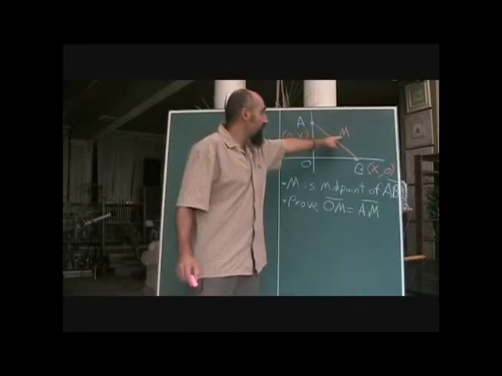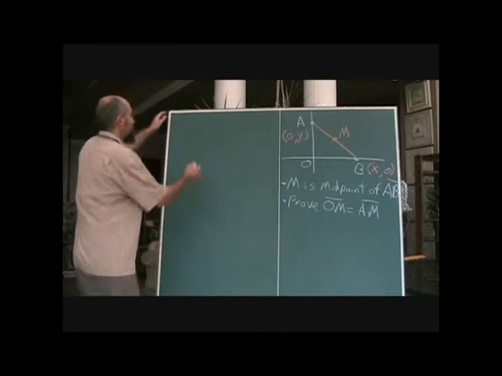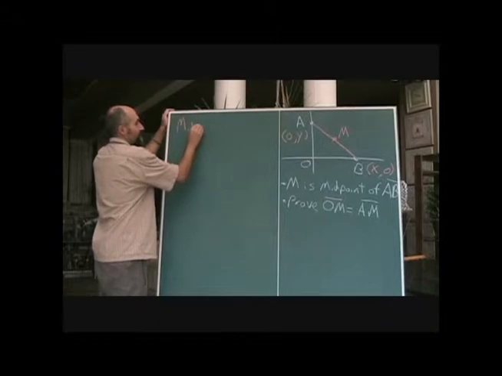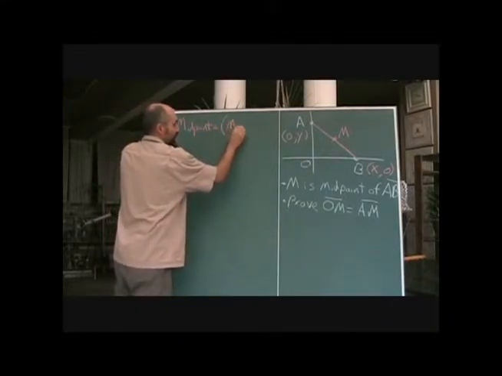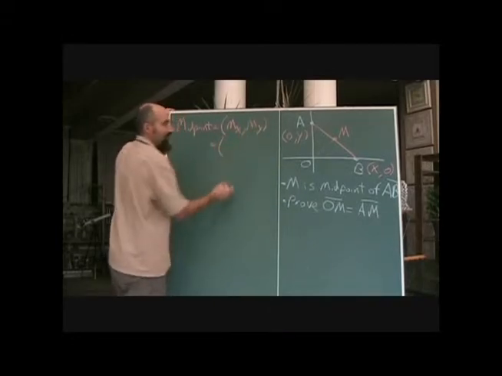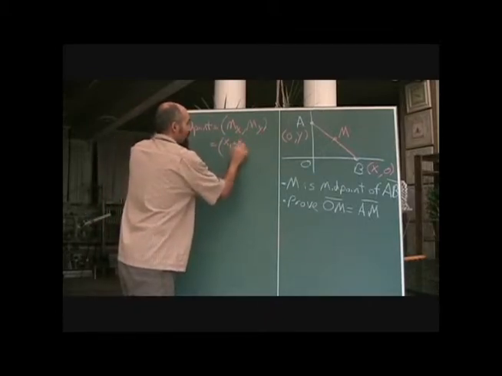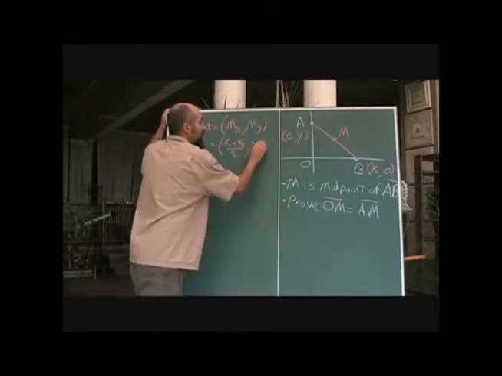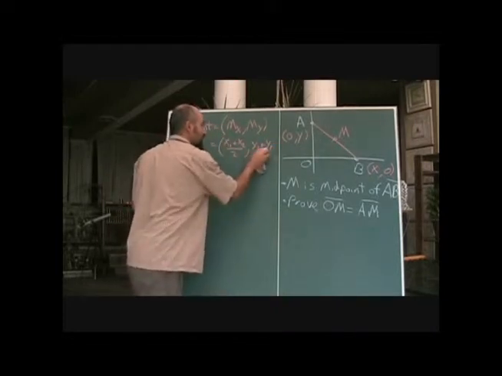So first thing we've got to do is figure out the coordinates for the midpoint. So let's check this out. The midpoint formula, if you remember, is the midpoint of the x's and the midpoint of the y coordinates. Now the midpoint of the x's is just the average of the x values. So this becomes x1 plus x2 divided by 2. And for the y's, it's just the average of the y's, which is y1 plus y2 over 2.